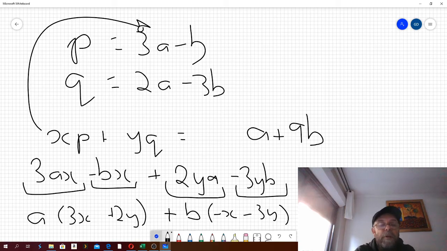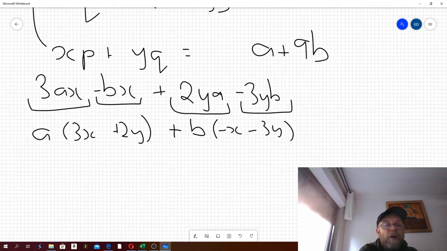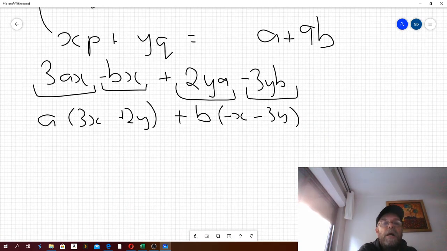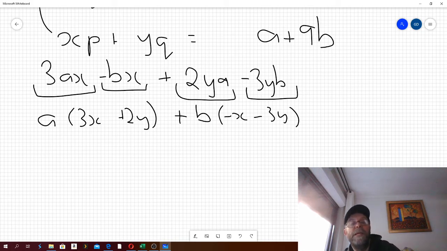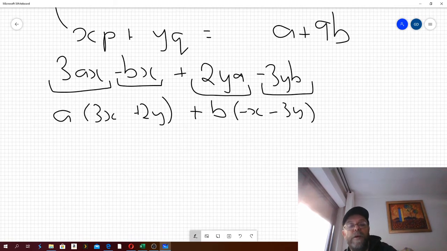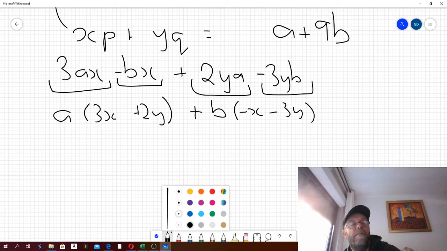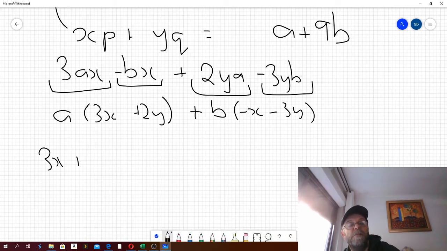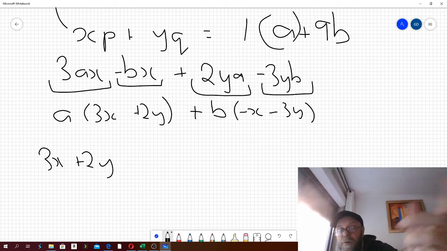Right, I'm going to move this up a little bit. We're going to keep going. Remember, we've now got to find values for x and y. That will give us that vector on the right-hand side, the a plus 9b vector. Well, clearly, because we've got the a's and b's separated now, we can write that the 3x plus the 2y must be the value that is in front of a, which happens to be a 1.